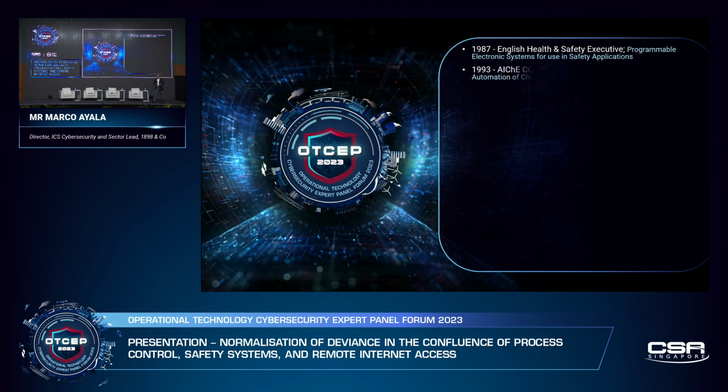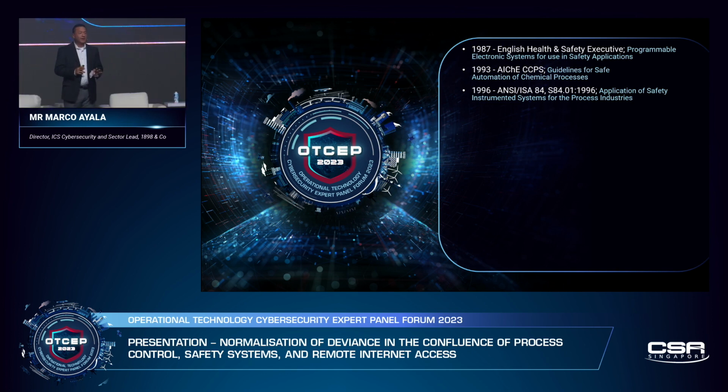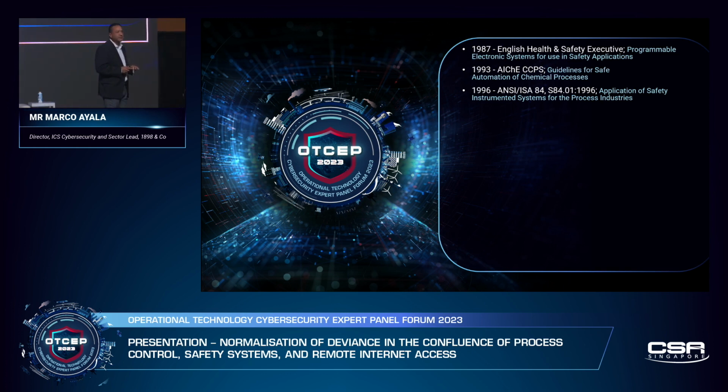But let's look at the standards themselves. It wasn't until 1987 that there was a single paper, okay, a single paper that came out talking about programmable electronic systems in process. There wasn't even a standard out yet. And then in 1993, at the American Institute of Chemical Engineers, at the Congress of Process Safety, it was brought up as a guideline for automation of critical processes. Remember, these are chemicals and things of that nature that are very dangerous.